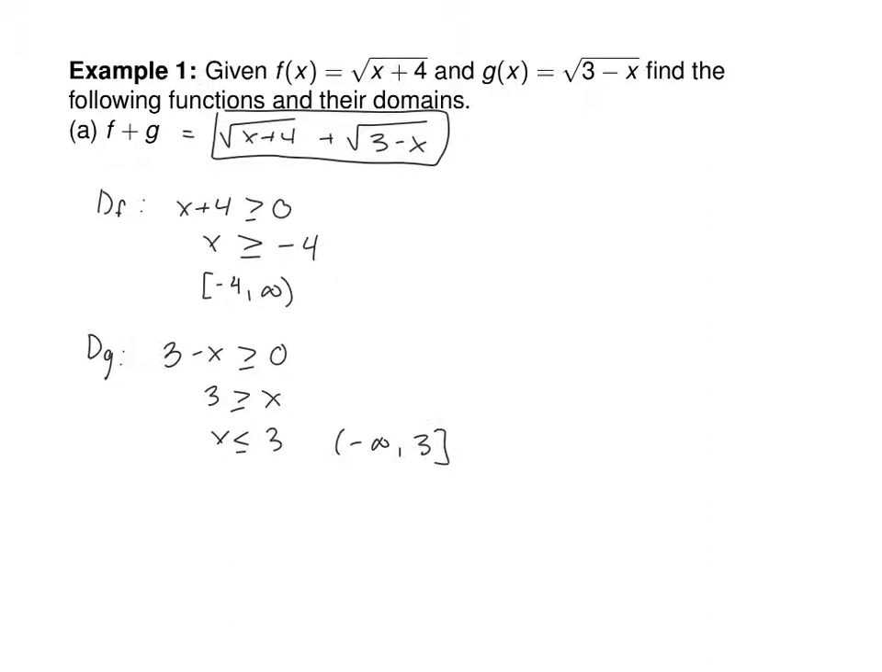Okay, and if it helps you draw a picture, once you do more of these, you'll be able to do this mentally. So for f, you go from -4 everything on up, right? For g, you're at 3 everything on down. And from that pictorial representation, where are the numbers that would work in both? -4 to 3, yep. So this guy's domain is -4 to 3.